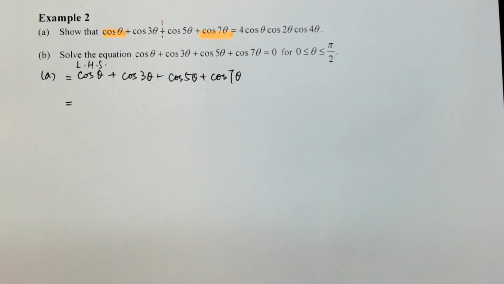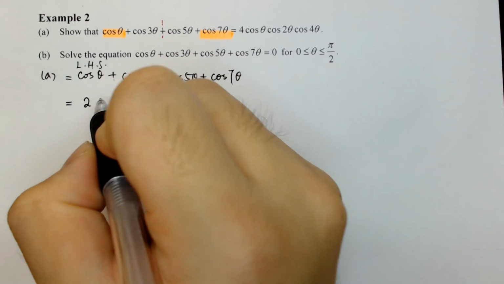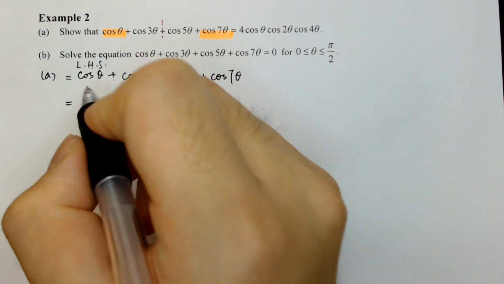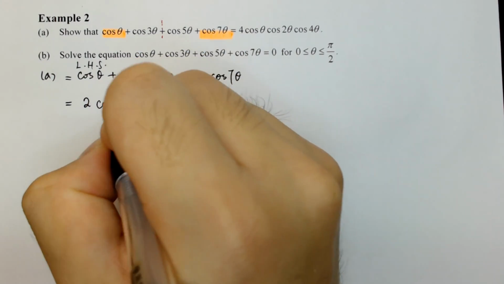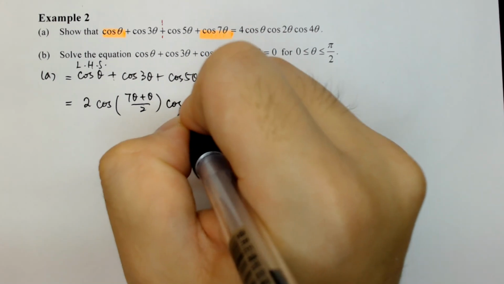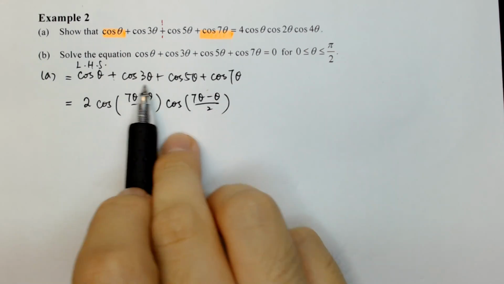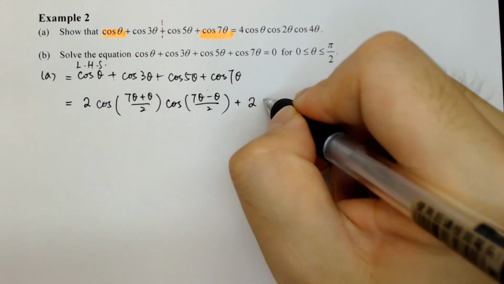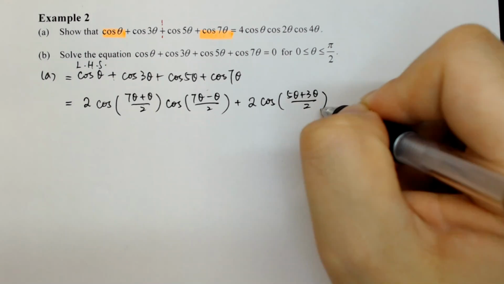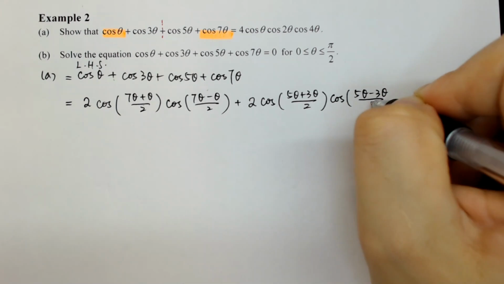The sum of two cosines is 2 times 2 cosine. Greater angle comes first. And because it's a "show that" question, you need to show your angles in detail. So we have cosine of 7 theta plus theta/2, cosine of 7 theta minus theta/2. And then the terms in between, we have 2 of cosine 5 theta plus 3 theta/2, cosine of 5 theta minus 3 theta/2.